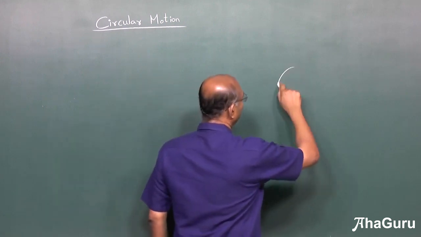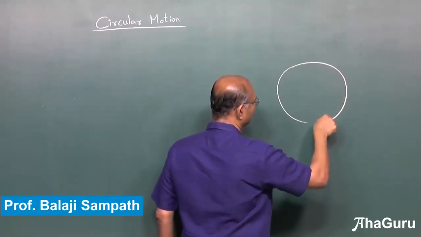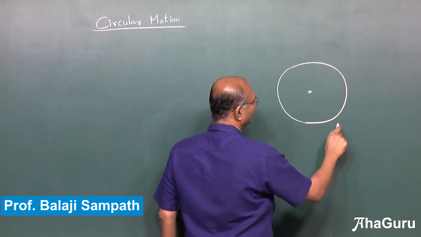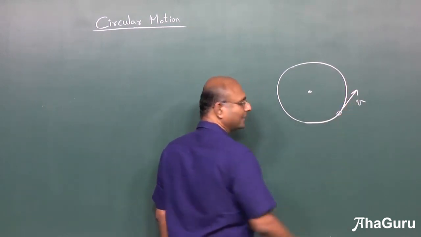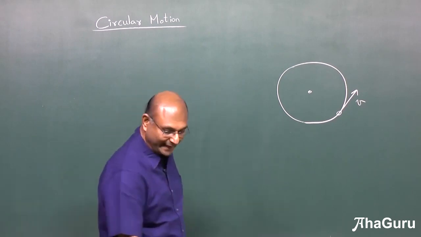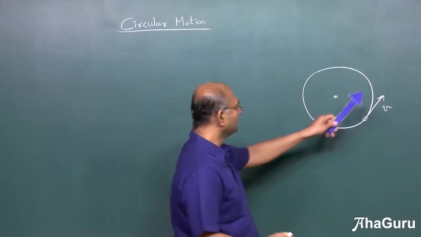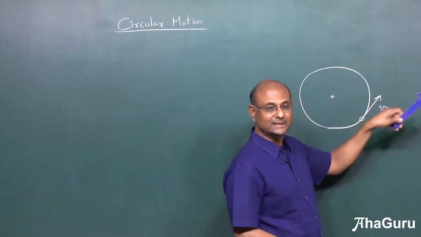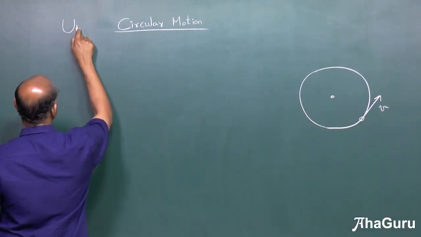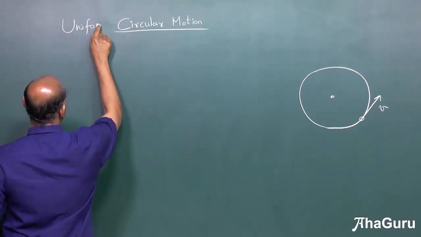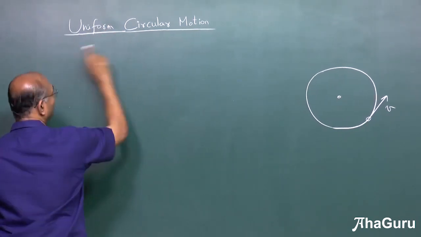So if a particle is going in a circle, and let us say the object is going this way with some velocity v, its velocity is changing direction. The speed is constant, but the velocity is changing direction. I am only looking at uniform circular motion.